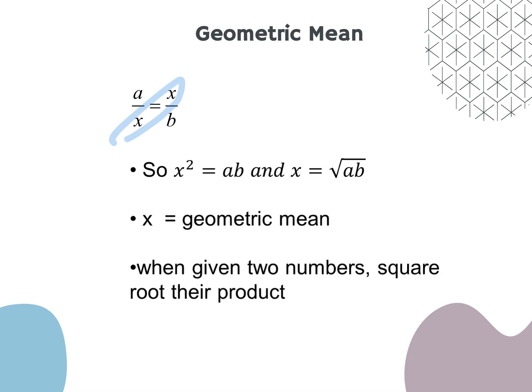So here I would do the cross products. X times x is x squared. A times b is just ab. And then you would square root that. So you're just going to multiply and then square root it. So on the quiz, again, I want it in simplest radical form. So let's try two examples of just finding a geometric mean.